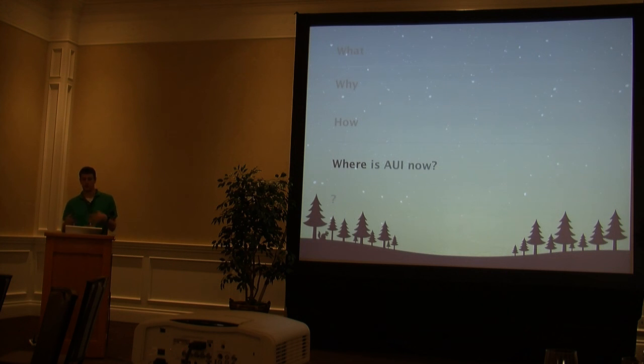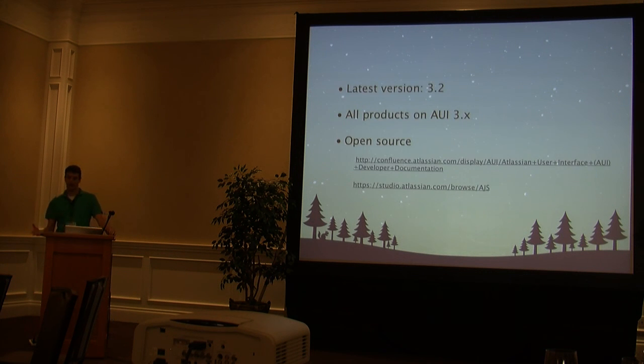So I just want to talk a little bit. I know some of you are familiar with AUI, and you're probably more curious, like, what are we doing with AUI? And so I want to talk about where AUI is now, and then I'll talk about where it's headed. So we just released version 3.2. All of the products are now on 3.0 or higher. It's open source. We have documentation out there. It's on studio.atlassian.com. You can go see the project. You can create bugs. You can get the source, stuff like that.